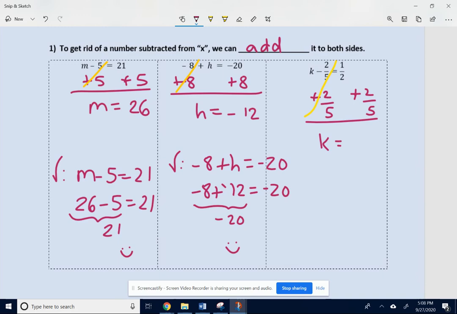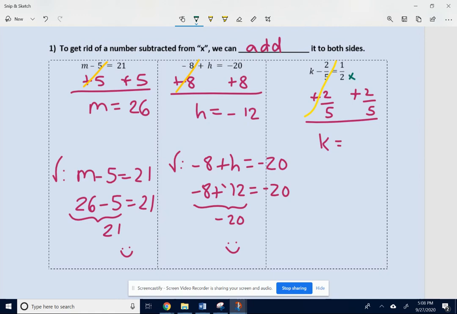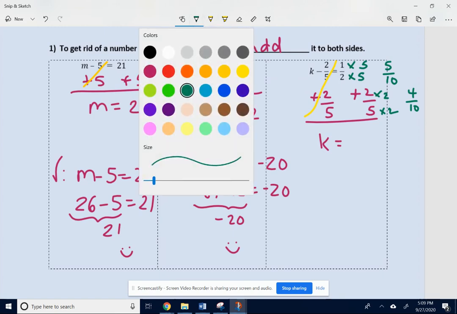1/2 plus 2/5, we need a common denominator. The common denominator is 10. To get 10 for the denominator on the first fraction, we multiply by 5. To get 10 in the denominator of the second fraction, we multiply by 2. So we have 5/10 for the first one and 4/10 for the second one. Think of it as adding 5/10 plus 4/10, and that would be 9/10.